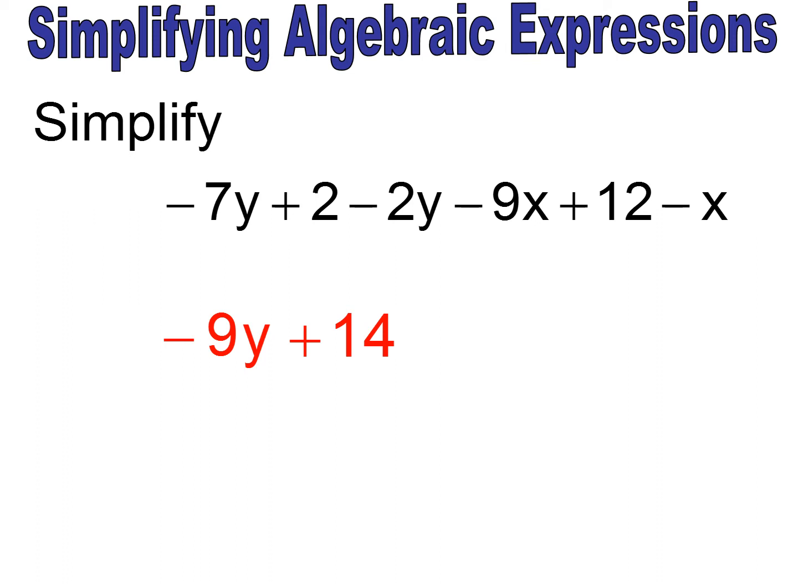And then lastly, I have a negative 9x minus x, and remember there's a coefficient of 1, so we have a negative 9 minus 1, same sign, add and keep the sign, and you end up with a negative 10x. So be really careful when you're combining like terms and knowing the rules for adding and subtracting integers. Now, when you write your answer, it doesn't matter if you wrote the negative 10x first, and then the minus 9y, and then the plus 14 on the end. The order doesn't matter, but the signs of the coefficients do.